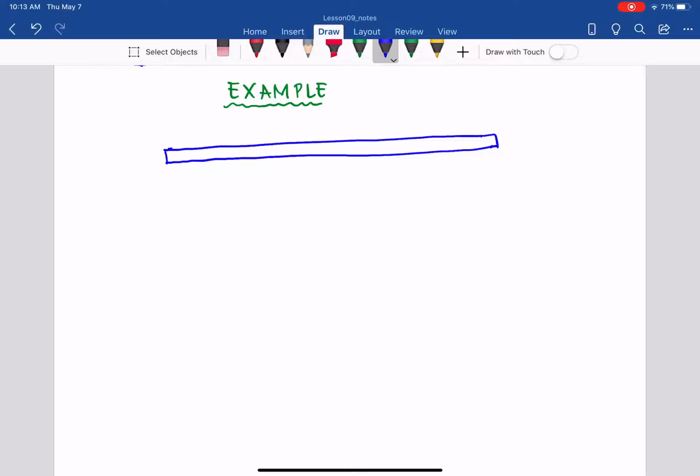So you have a beam, and we have a pin at the left, and we have a roller on the right. The distances between the points are 4 feet, 6 feet, and 5 feet. And we have the load at 4 feet from the left. It is 10 kips.